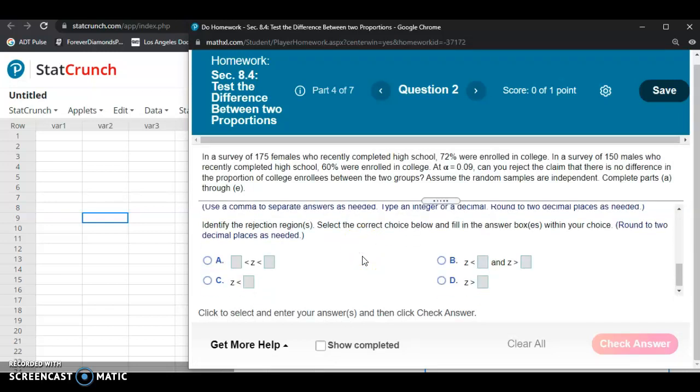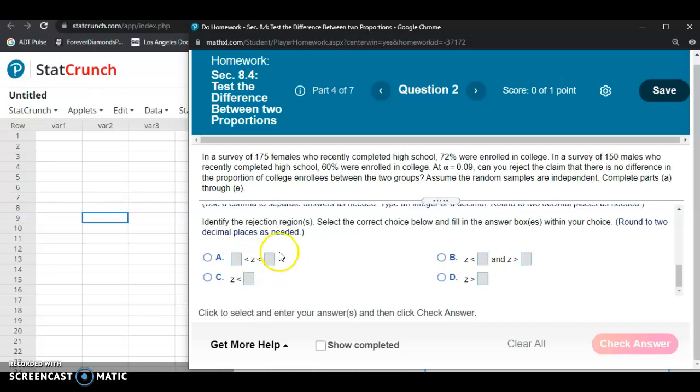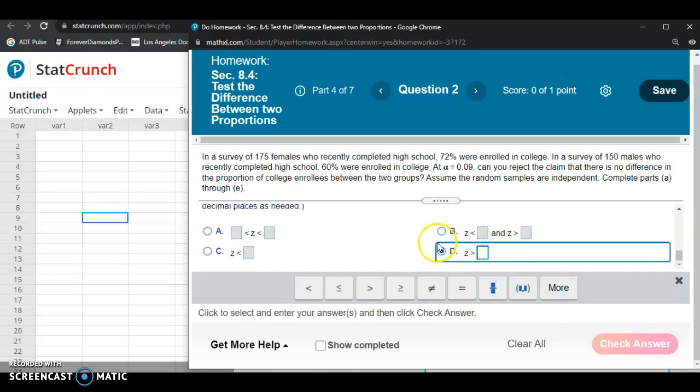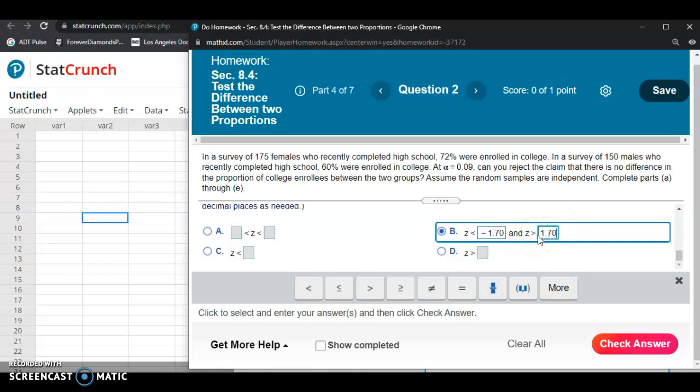Then it asks us to identify the rejection regions. It's never going to be this option where z is between the two critical values. If this were a left-tailed test, you would select this option and put in the critical value there. If this were a right-tailed test, you would select this option and then input the critical value here. So the only other option that makes sense for the two-tailed test is this one. So z is less than the negative critical value. The smaller critical value goes in the first box, and then the larger one goes in the second box.